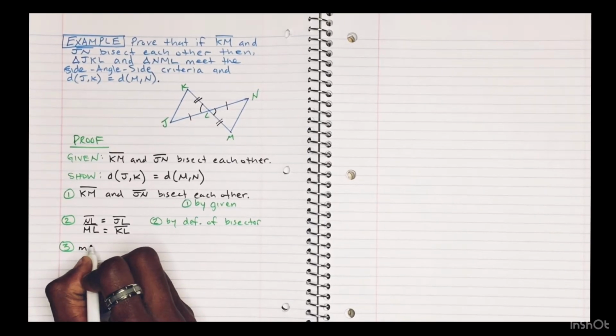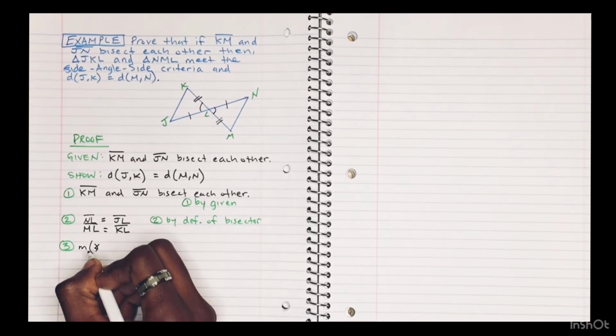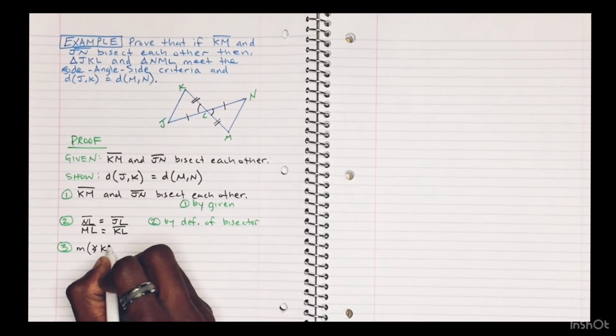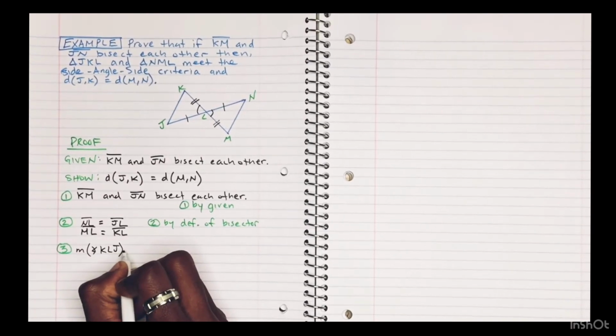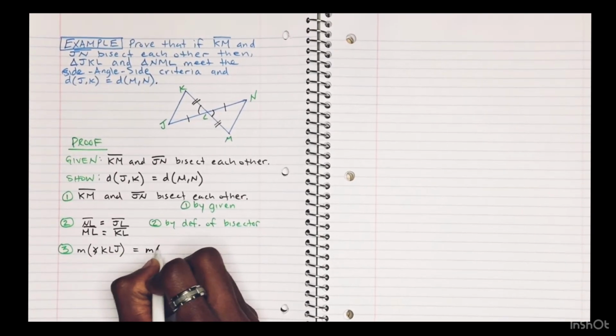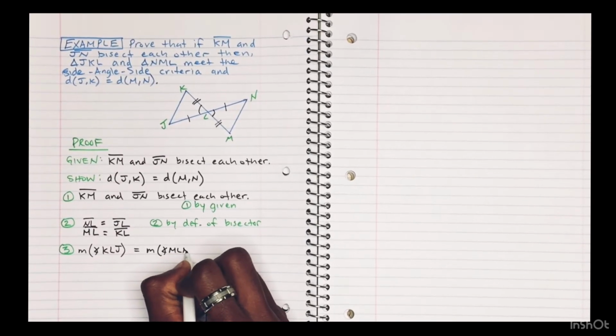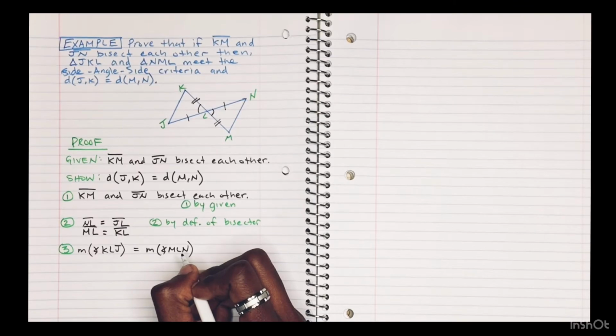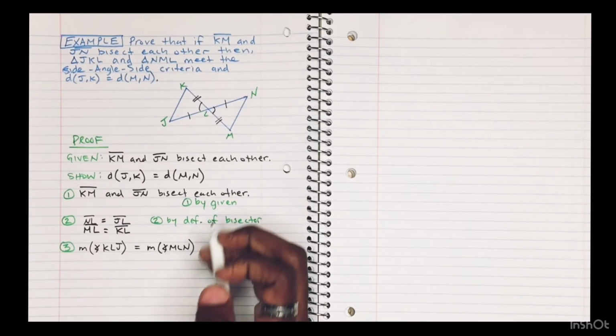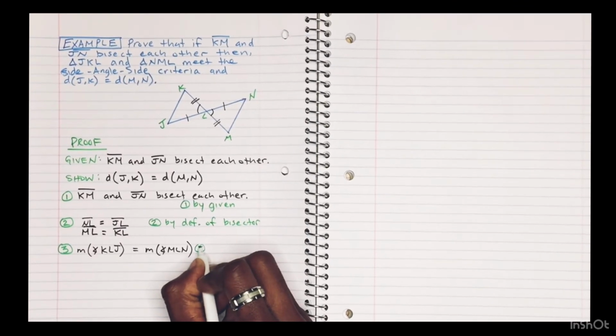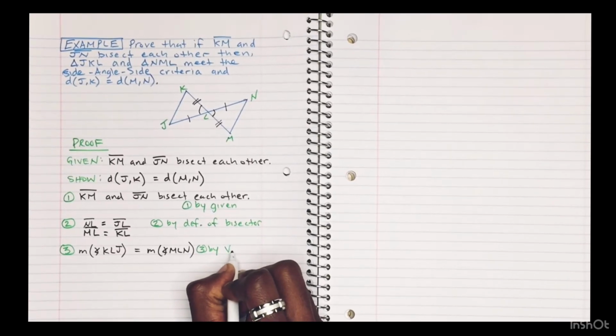The measure of angle KLJ is equal to the measure of angle MLN. And this is by what we just talked about, the vertical angles theorem.